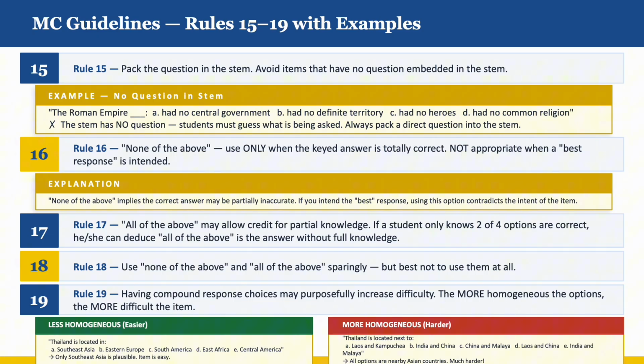So, in a hard version, all of the options are neighboring Asian countries: Laos, China, India, Malaya. So, all are believable. So, when the structures are similar and equally plausible, the item becomes genuinely challenging. So, that's a good test design.